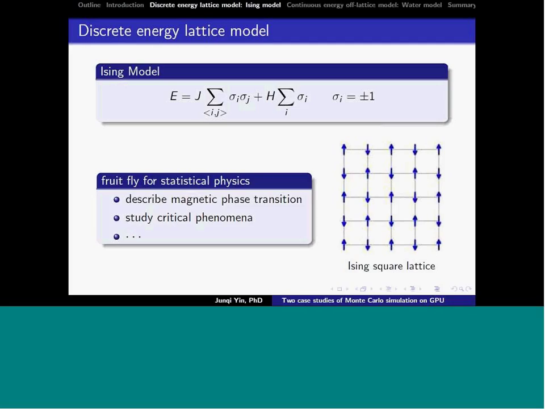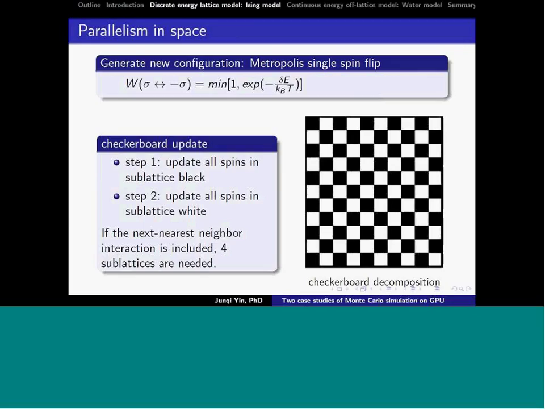The energy of this model is defined as this, with interaction: each spin interacts with its nearest neighbors. A square lattice has 4 nearest neighbors. And even for this simple model, it already has a phase transition. It can describe the magnetic phase transition. That's why it's so important. So how are we going to do that on GPU?